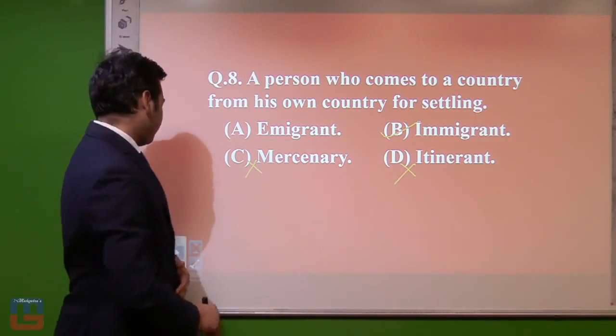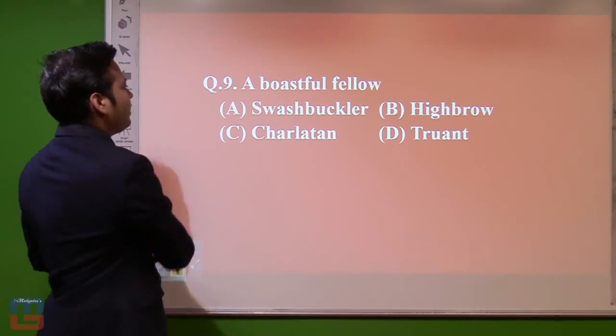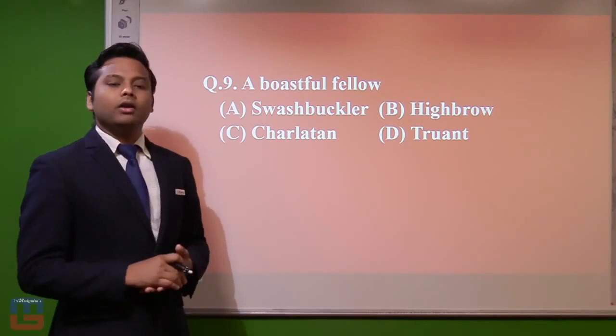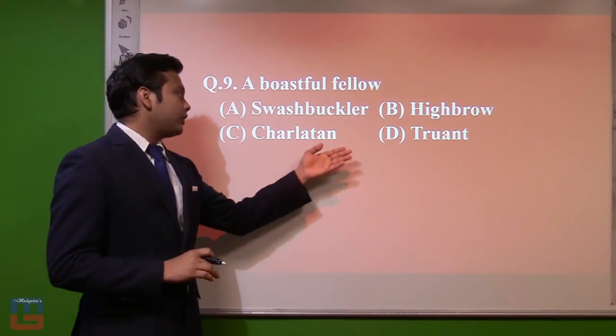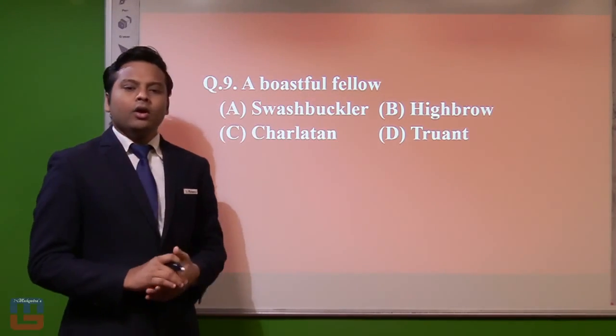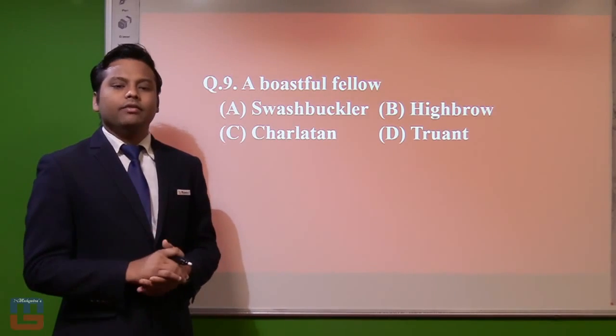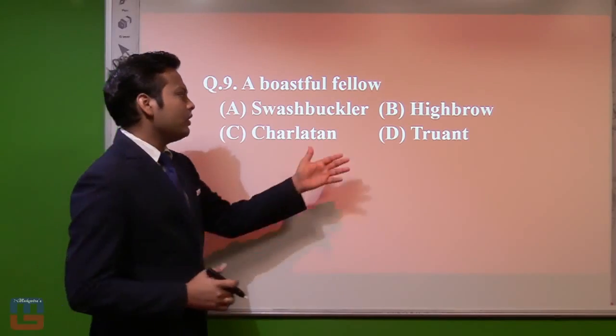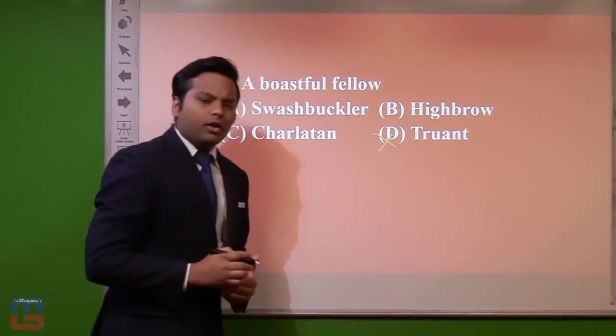That is immigration. Moving on to the next part. A boastful fellow: a charlatan, truant, hybro, and swashbuckler are the options. First, we have to know what truant, charlatan, and hybro mean. Truant is someone who stays away from home or school without any reason. That is a truant. This can't be the answer.